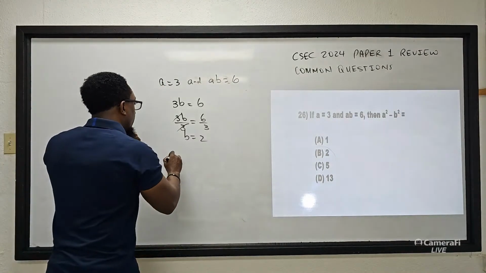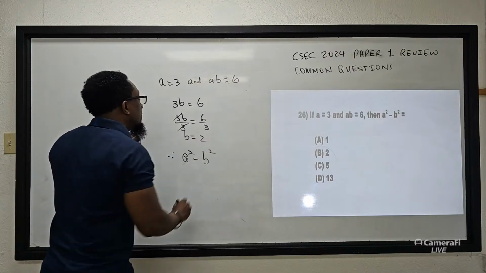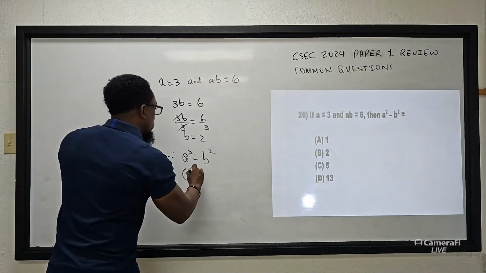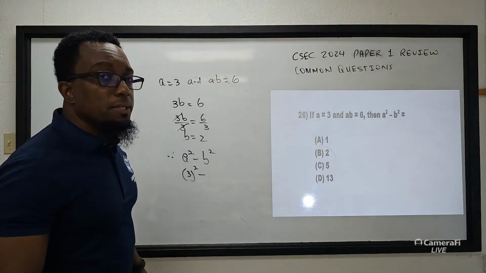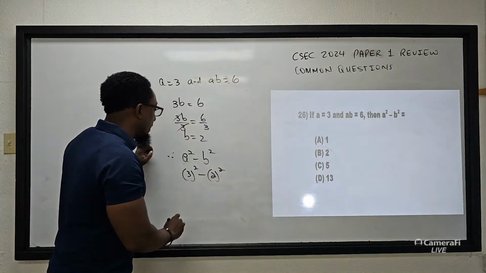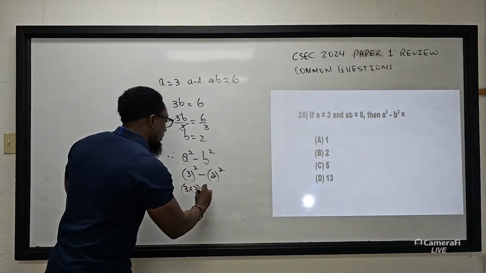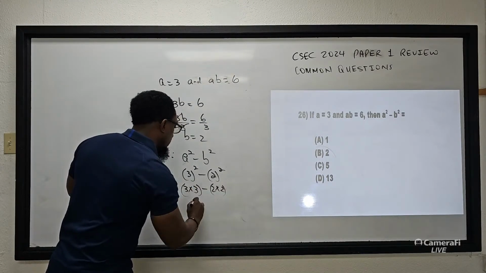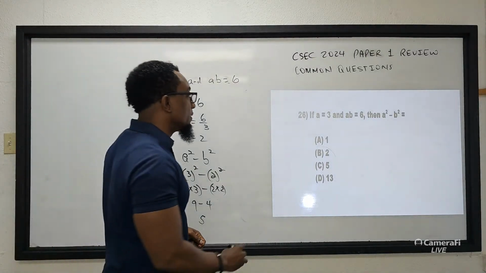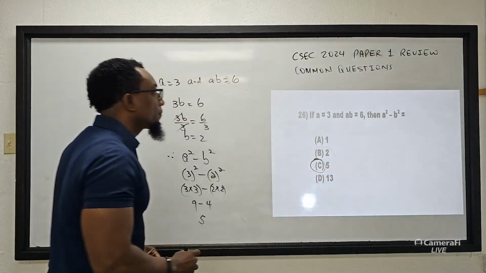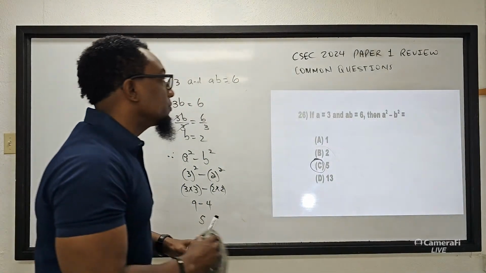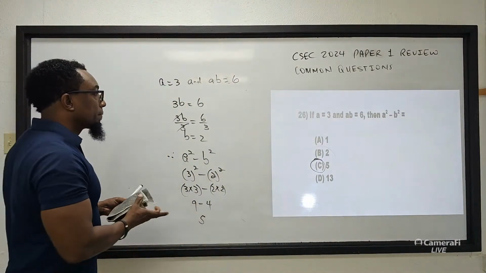So a squared minus b squared will be what? I'm going to replace a with 3, so 3 in bracket squared, subtract, and replace b with 2, 2 in bracket squared. So I'm going to get 3 squared, 3 by 3, subtract 2 by 2. 9 subtract 4, which is 5. So 26 is C. Right, these are common questions that we can see in the examination.